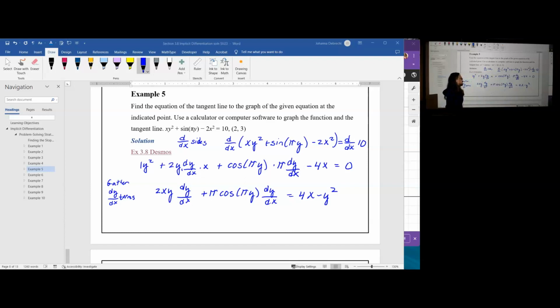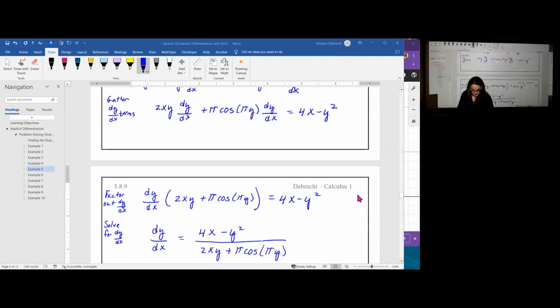The next thing we're going to do is gather together our dy/dx terms. When we gather our dy/dx terms, we'll next be able to factor them out and solve for dy/dx. When we factor out dy/dx and divide by its coefficient, we end up with 4x minus y squared, all divided by 2xy plus pi cosine of pi y.